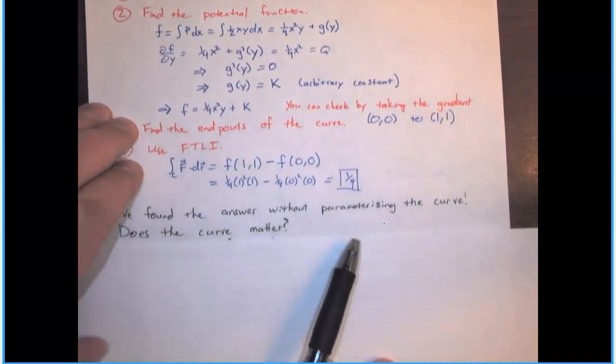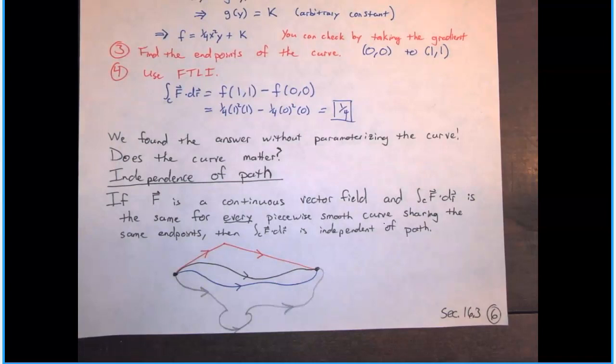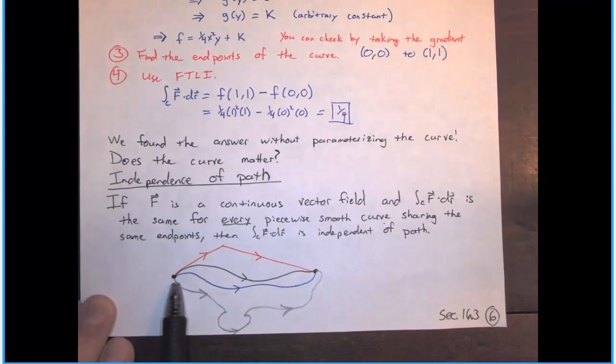And this leads into our next topic, independence of path. If F is a continuous vector field, and the integral of F over a curve is the same for every piecewise smooth curve sharing the same endpoints, we call that integral independent of path. So as an example, let's suppose that I just want to integrate starting at this point and at that point.